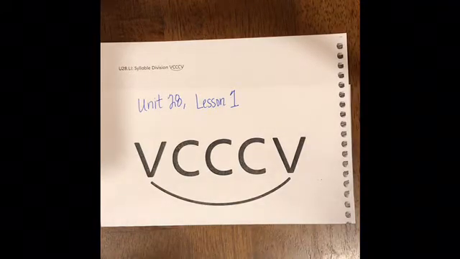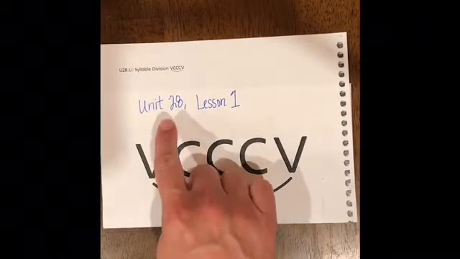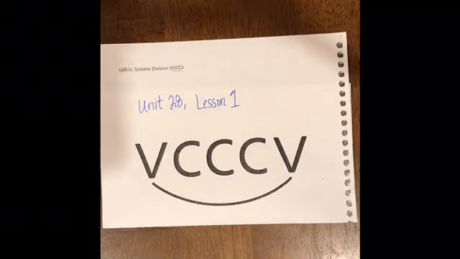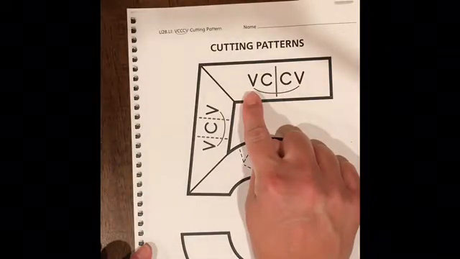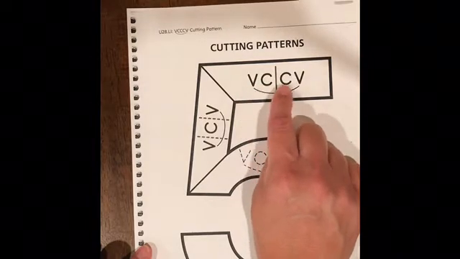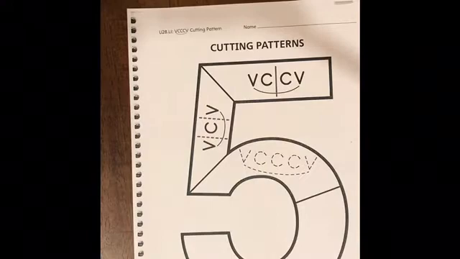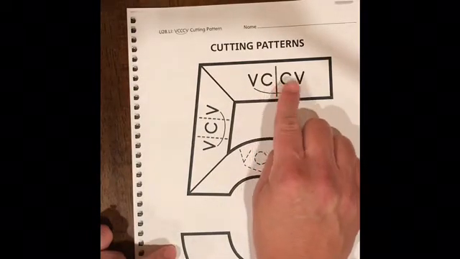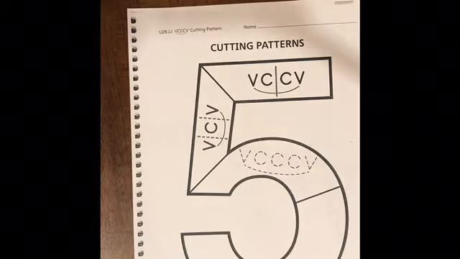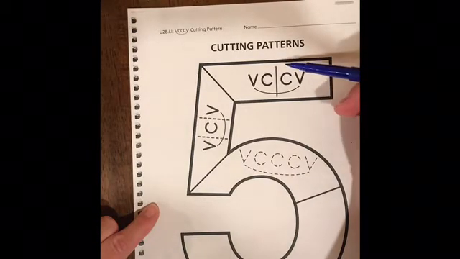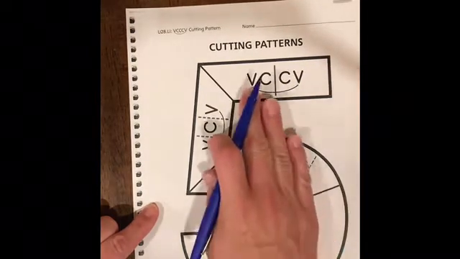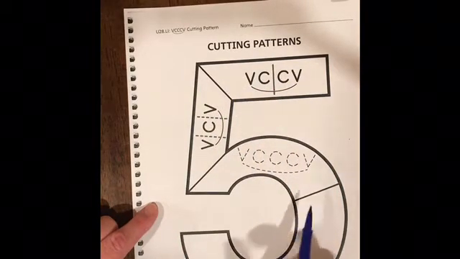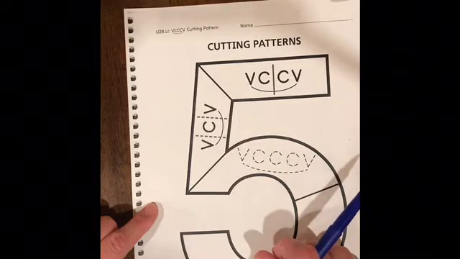All right, you guys, let's look at our word work from Project Read. We're on Unit 28, Lesson 1, and we're looking at cutting patterns today. Based on your past experiences, you've worked with the cutting pattern vowel, consonant, consonant, vowel. When we see that pairing in a word, it gets cut right down the middle between those two consonants. And then you would have those two separate pieces, a syllable here and a syllable here.